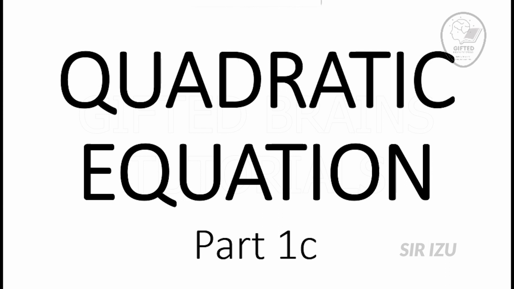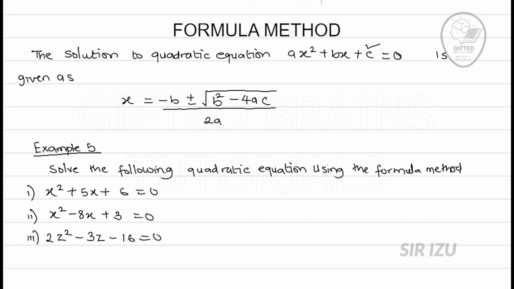Good day, everyone. Today we shall be considering part 1c of our quadratic equation: the formula method. The solution to the quadratic equation ax squared plus bx plus c equals 0 is given as x is equal to minus b plus or minus the square root of b squared minus 4ac all over 2a. So we'll be using this solution to solve the following quadratic equations.